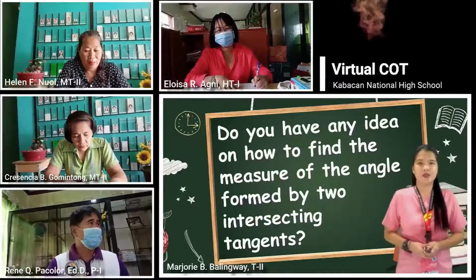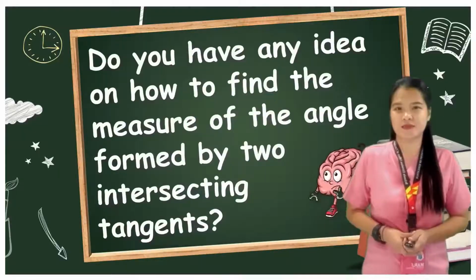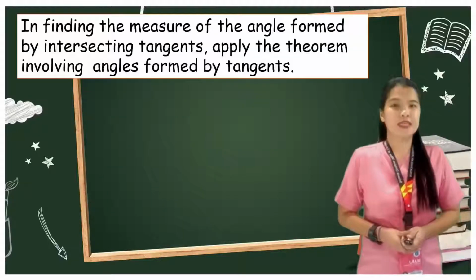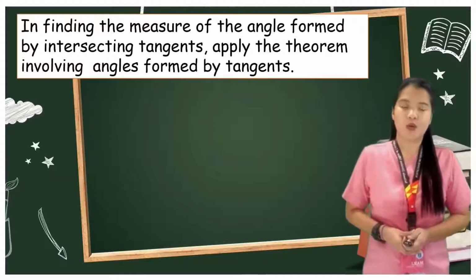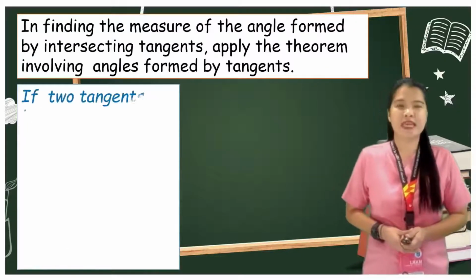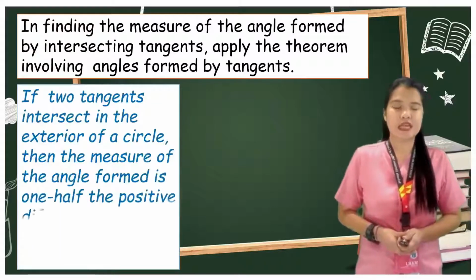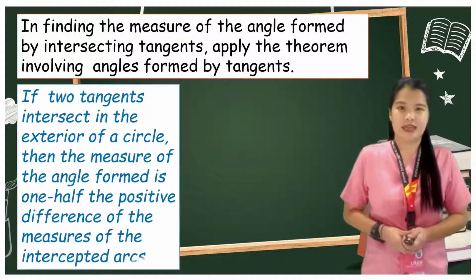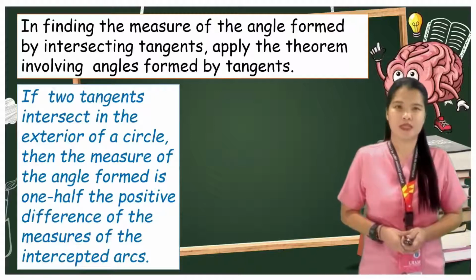Do you have any idea on how to find the measure of the angle formed by two tangents? In finding the measure of the angle formed by intersecting tangents, we will apply the theorem on angles formed by two tangents. The theorem states that if two tangents intersect in the exterior of a circle, then the measure is 1/2 the positive difference of the measures of the intercepted arcs.